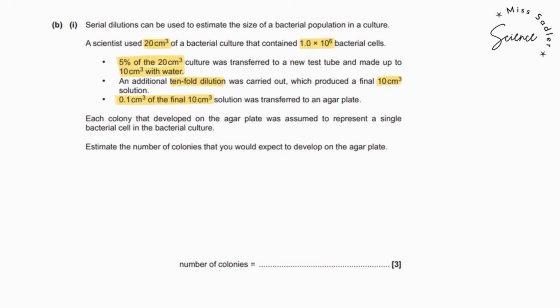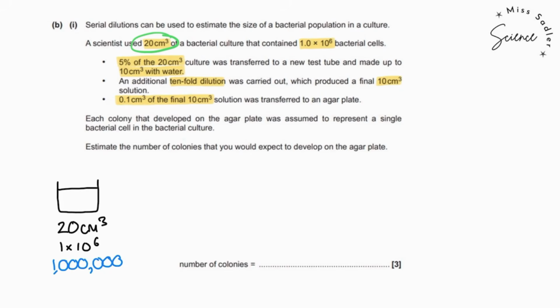So I'm going to start with 20 centimetres cubed of a bacterial solution. So my original solution here in a beaker, let's put something in there, 20 centimetres cubed. And in there we have got 1 times 10 to the power of 6 bacterial cells. To make that a bit easier, I'm just going to change that into a million because that's an easier number to work with. So it's got 1 million bacterial cells.